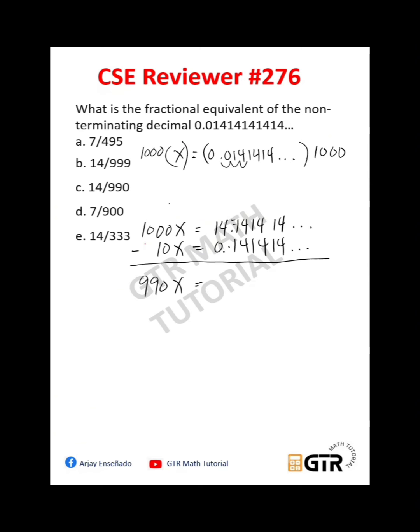141.4141 minus 1.4141. So this will cancel out. So we're going to have 141 minus 1, which is 140. And then last step, divide both sides by 990. Cancel this, the value of x is 140 over 990.